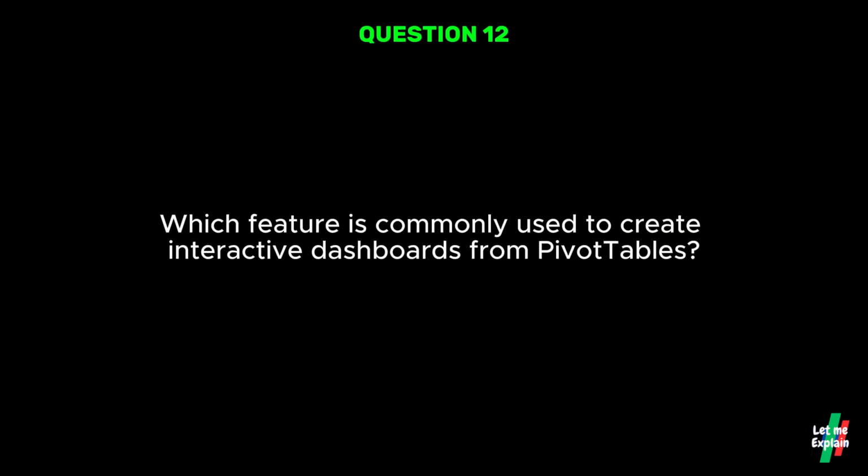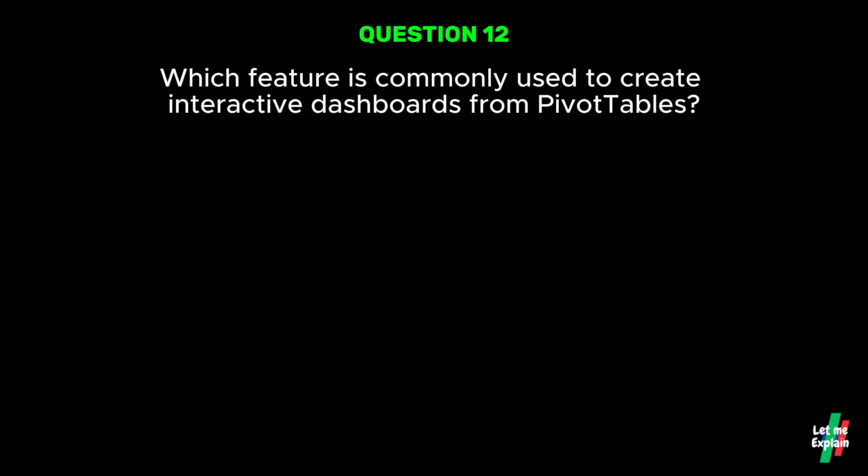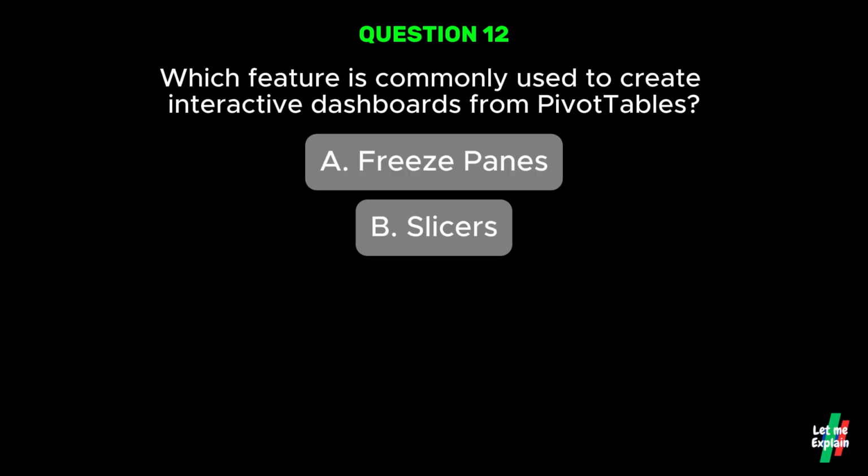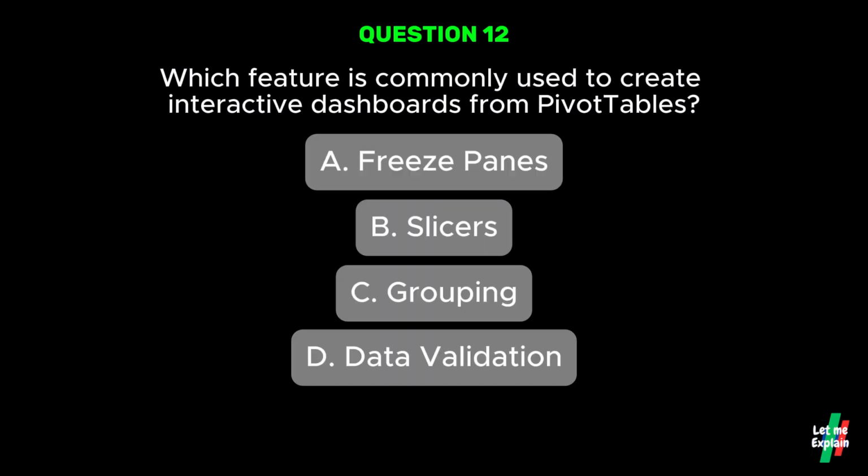Question number 12. Which feature is commonly used to create interactive dashboards from pivot tables? Freeze panes, slicers, grouping, data validation. The correct answer is B, slicers. Slicers provide clickable filters that allow users to interact with reports and dashboards visually. They are commonly used in management dashboards.